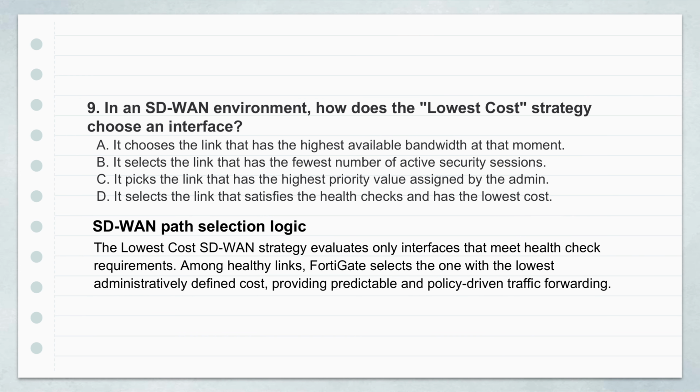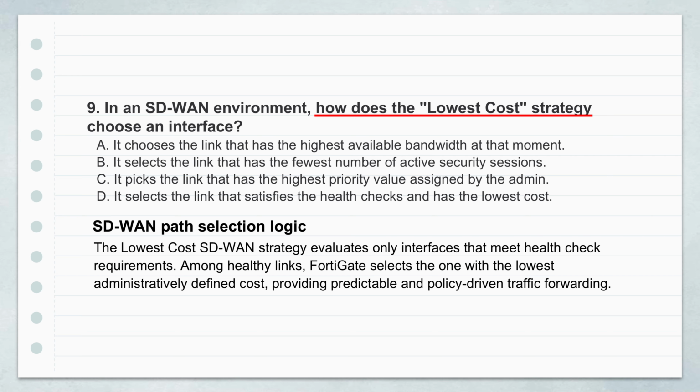Okay, we have to talk about SD-WAN. It's huge right now. Question 9 brings up the lowest cost strategy. This is a tricky one because the word cost is ambiguous. Right. When I see lowest cost, I think money. The ISP bill. Not yet. In networking, cost is just a number you use to rank your preference. But the exam question highlights a very specific sequence of logic. What's the sequence? It's a two-step process. First, it checks the health. Health meaning. Is the line actually working?